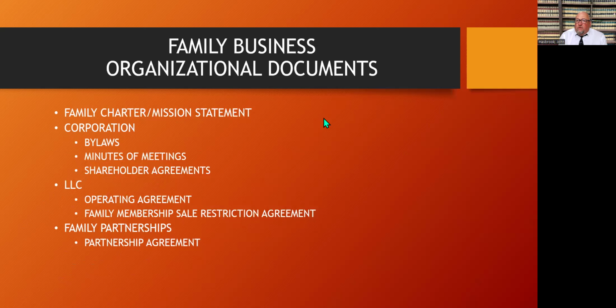All right, so in conclusion, we've talked about some of the various different organizational documents: family charter, corporation, the bylaws, the minutes, shareholder agreements, LLC operating agreements, sale restrictions for non-family members, partnerships. I just want to conclude by pointing out that, especially with family business, a lot of these very formal legalistic documents sometimes aren't done. In fact, it's pretty common that they're not done. Family, well, we don't need those, we're a family. And that's a real problem that I see as a lawyer.